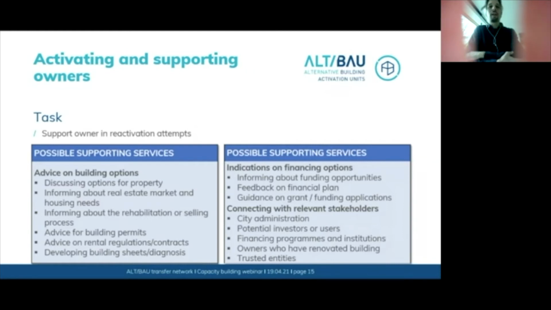Also, a recommendation which we have based on our ALTBAU network is that being in touch with the owners provides you with a unique opportunity to receive further information about the building and to better understand the reasons for the vacancies, and also about the state of the building, the owner's interest, and so on.